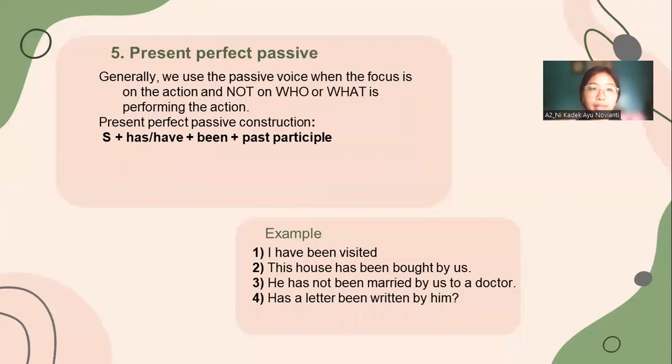Then number 5 is present perfect passive. Generally, we use the passive voice when the focus is on the action and not on who or what is performing the action. Present perfect passive construction: subject plus has or have plus been plus past participle. For example, I have been visited. He has not been married by used to a doctor and has a letter been written by him.